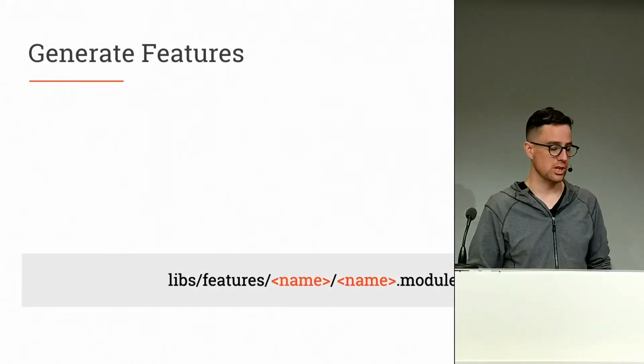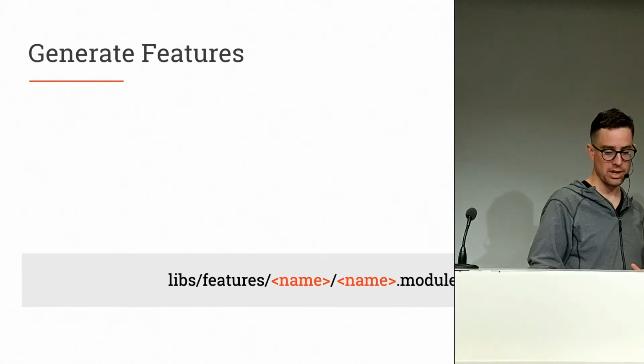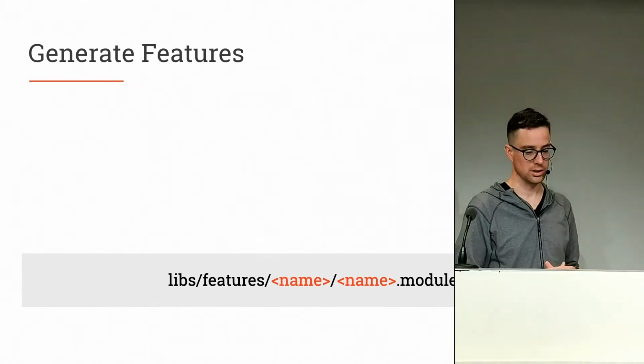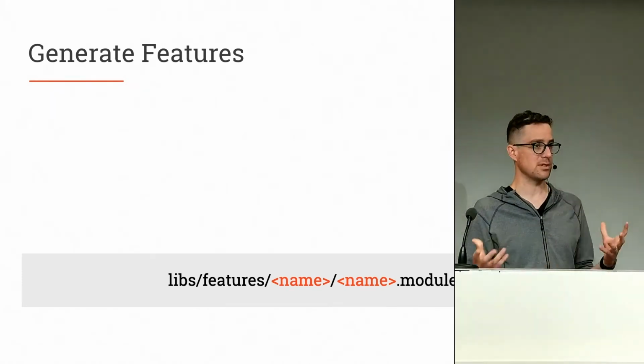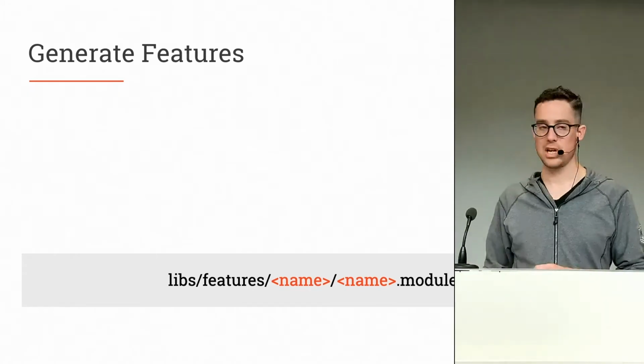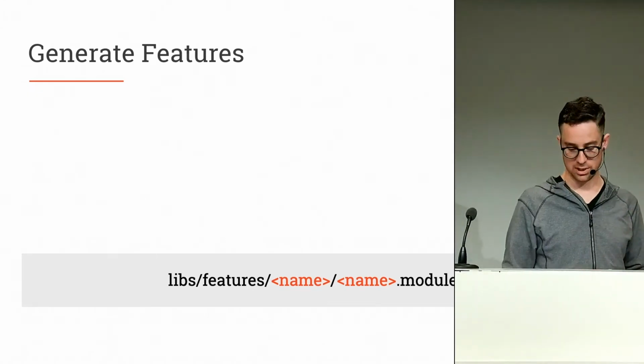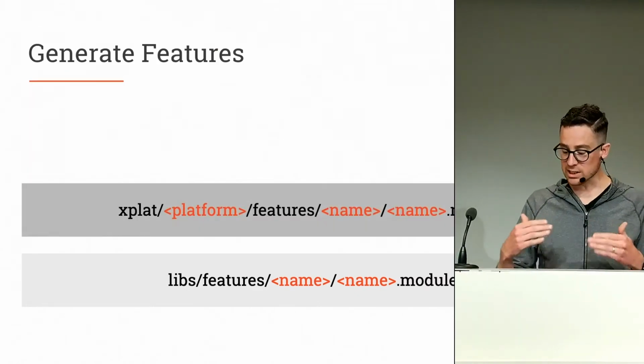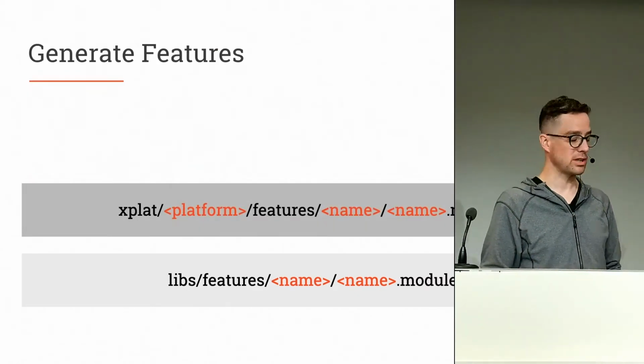The first thing that we're going to generate out is, in the libs directory, we're going to have a features directory that you saw earlier. And inside there's going to be the name of the feature. And then you're going to have a module. So if we do an admin feature, let's say, you're also going to have an admin module that's going to get generated. The next layer up is that xplat directory.